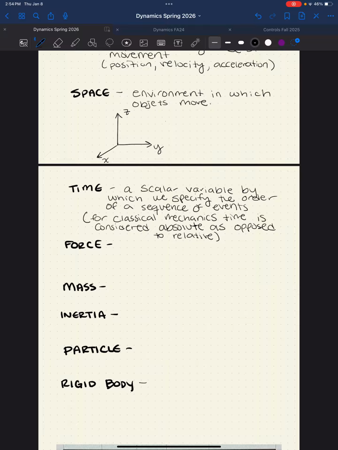Okay. Force, we say that the force on an object is the interaction between an object and its environment. And we represent forces with vectors.